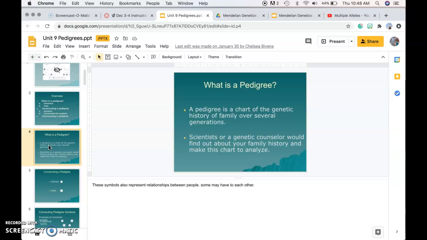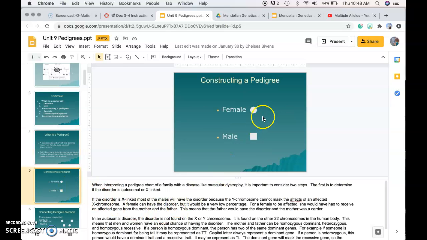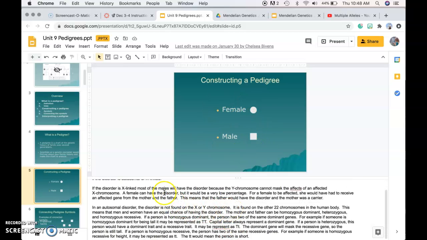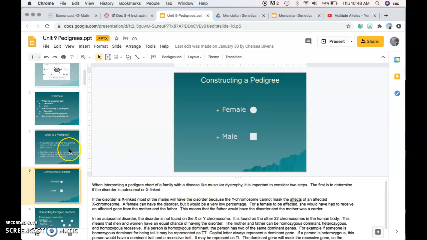A pedigree is a chart of genetic history of family over several generations. Scientists or a genetic counselor would find out about your family history and make this into a chart to analyze it. So here we've got females and males. Again, if you want to go back and look at it, there's a million notes in here that you can look at.